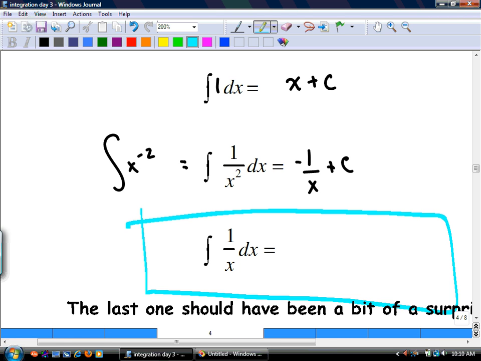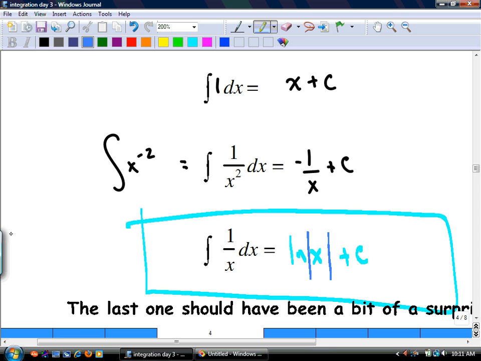No, it's not. You've done this. You just are so programmed into the power rule that you get sucked in and do it wrong. There's a function that when you take its derivative, you get 1 over x. Say ln. And then we force it to be positive. Yeah, absolute values.